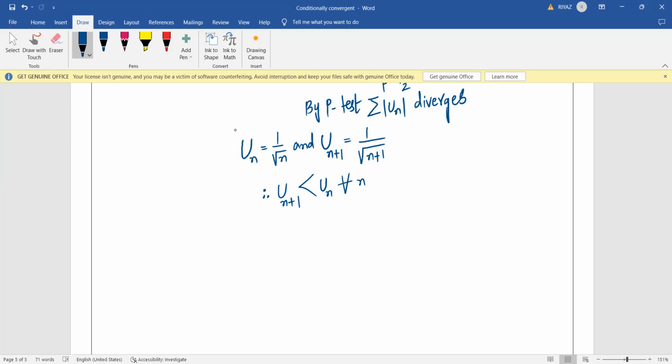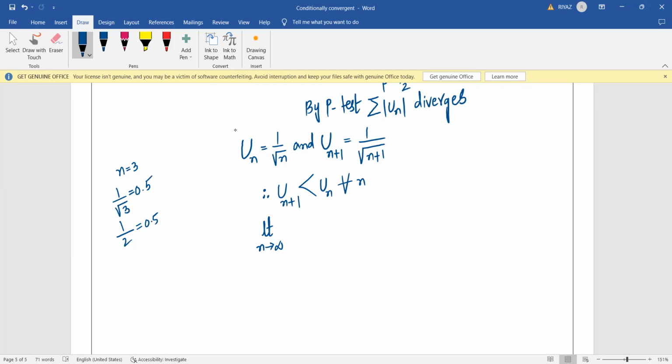Do you want an example? Let us take n value as 3. Then 1 by root 3 plus 1 is 1 by root 4. Root 4 is 2, and 1 by 2 is 0.5. What about 1 by root 3? It becomes 0.577.